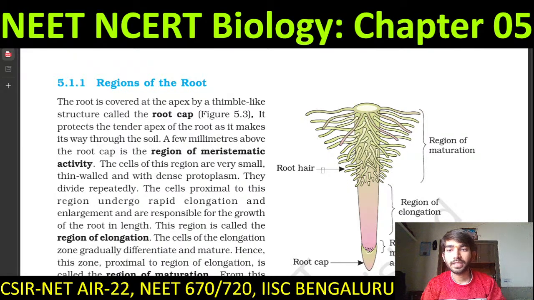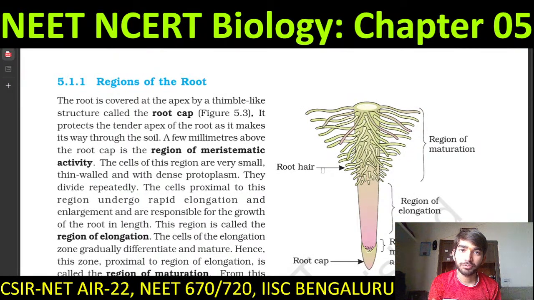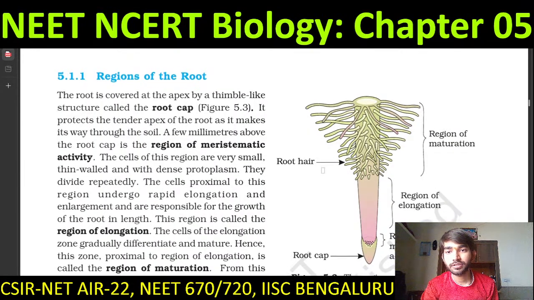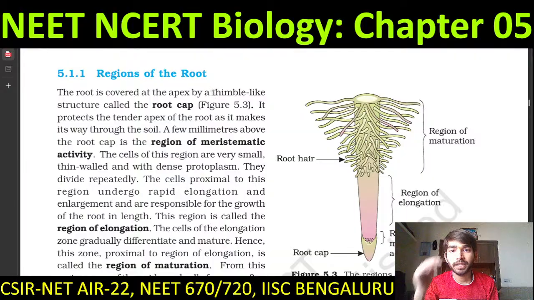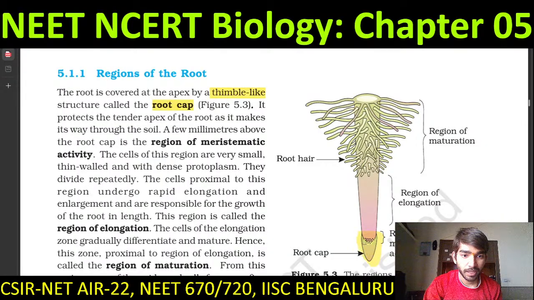Okay, so let's move to the next section, which is the regions of the root. I talked about the different kinds of root, the taproot system, adventitious root, and the fibrous root. Now let's look at the regions of the root. The root is covered at the apex by a thimble-like structure called the root cap. This thimble-like structure covers the root's tapering portion to protect it from the friction from the soil and also from infection by bacteria or fungi that may be present in the soil. So that is to provide protection.